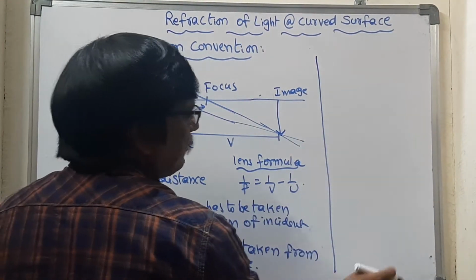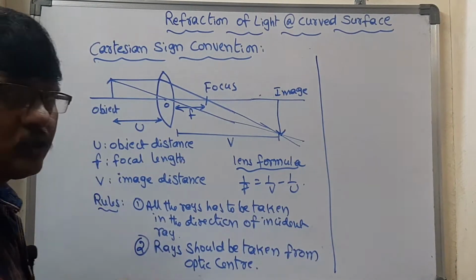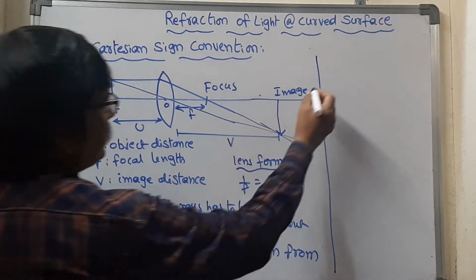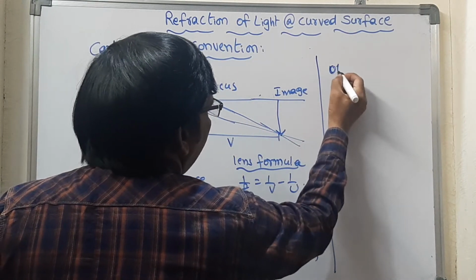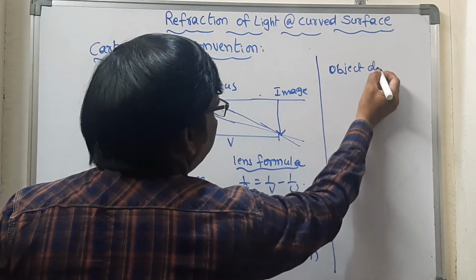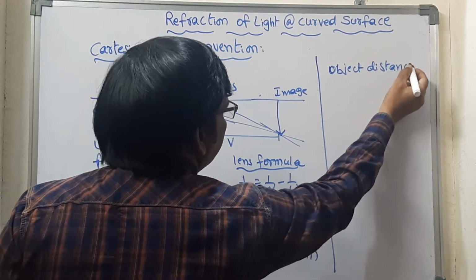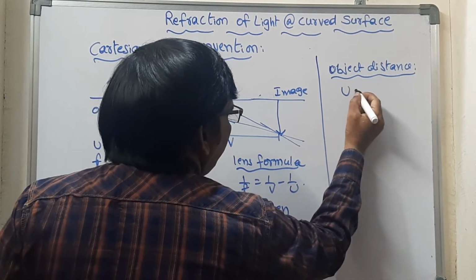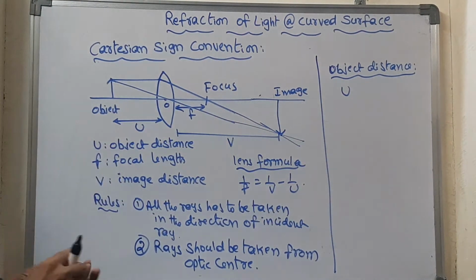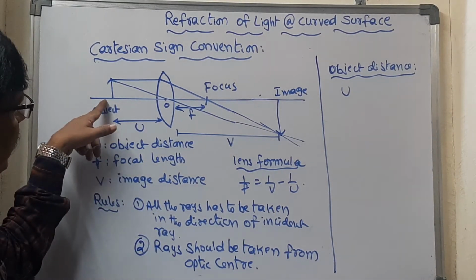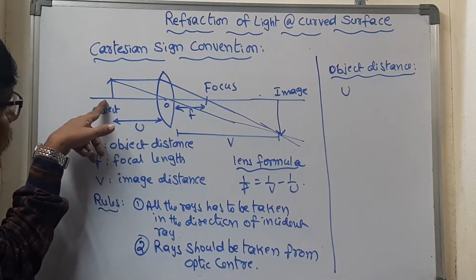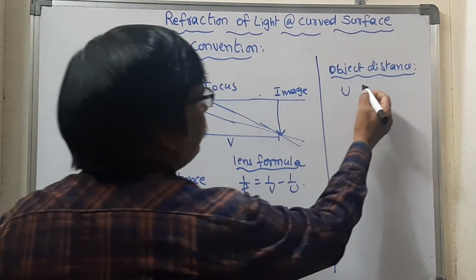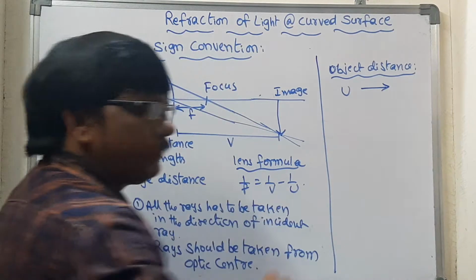And again, lastly I will say one trick, no need of all these things, you can directly memorize all those values. Now let us take the first one, object distance, u. Let us apply these two rules for object distance. Object distance is represented with the letter u. The object is here. According to the first rule, which direction should we take? All the time rays have to be taken towards the lens, and so the direction will be towards this side.